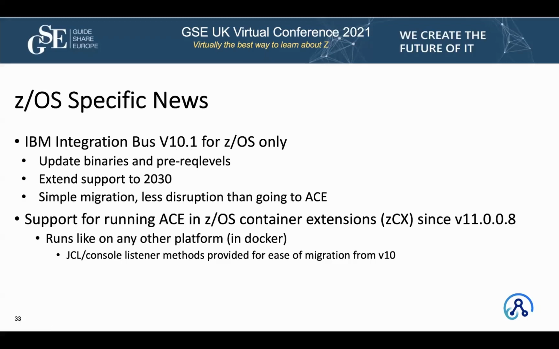And this will contain, like it says here, updates to all the prereqs and the things we ship with it to be supported, better versions. And this should extend your support with the 5+3 for version 10 to 2030. So if you're happy with IIB, you don't need the new features available in ACE. It should be much more straightforward to migrate to version 10.1 than to migrate to version 11. So you can carry on using it for another 9 years, would that be?